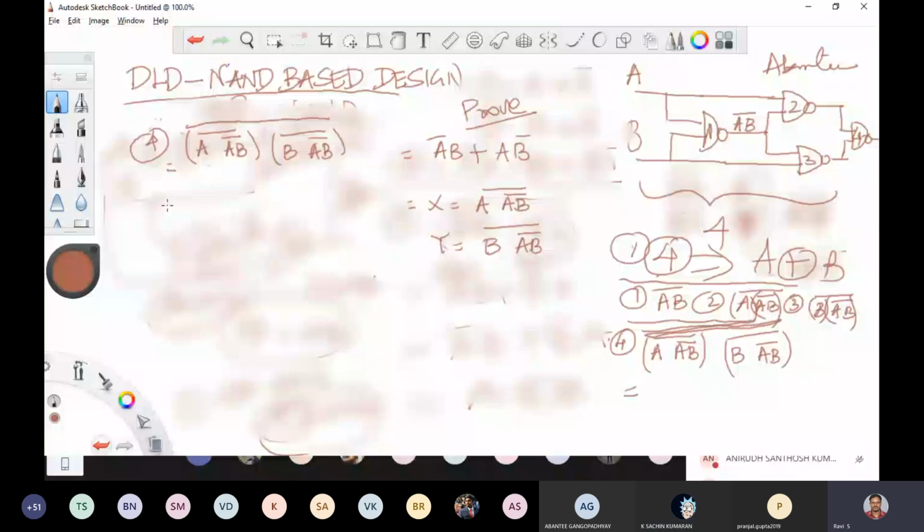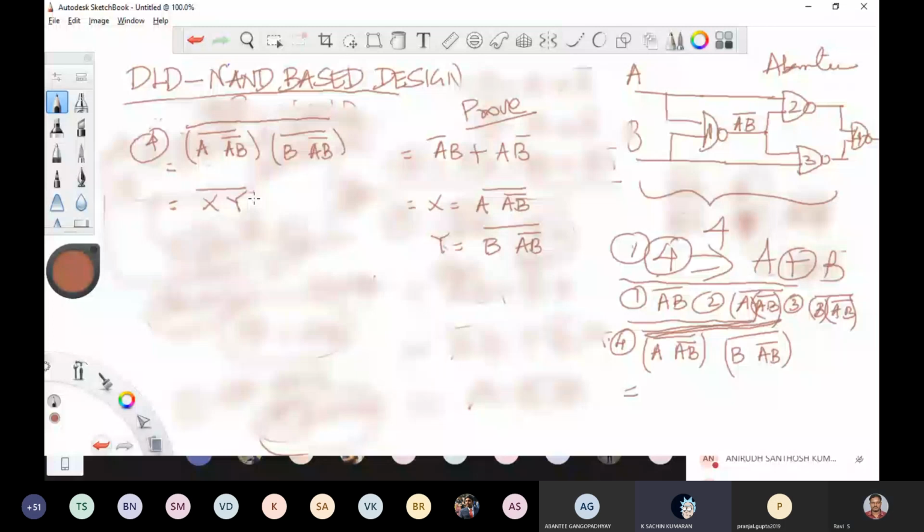Listen here. I'm trying now. So now I assumed this A B bar whole bar as X, and B A B bar whole bar as Y. Okay? So now this expression looks like XY the whole bar. Any doubt? So now this expression, according to De Morgan, you can write as X bar plus Y bar.